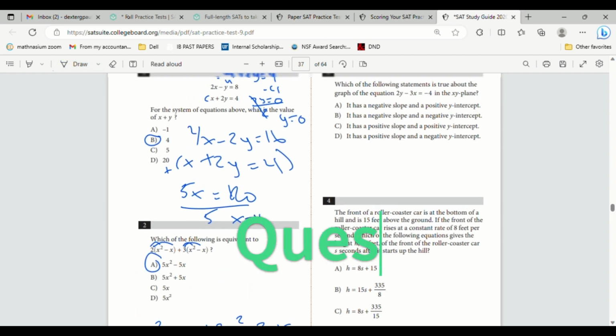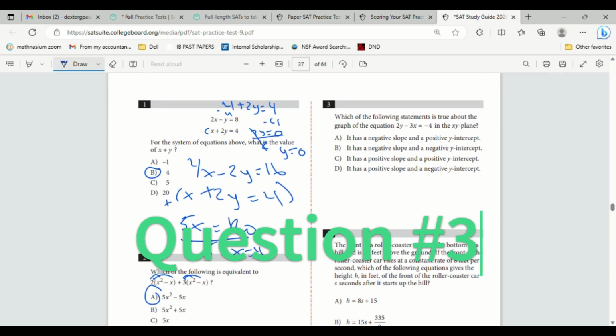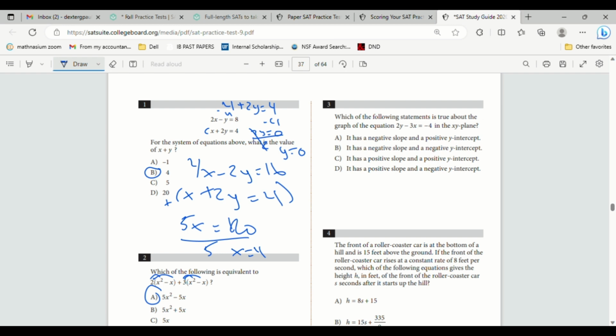Number 3, which of the following statements is true about the graph of the equation 2y minus 3x equals negative 4 in the xy plane? So I'm going to isolate my y. So 2y, going to add 3x to both sides, 2y equals 3x minus 4. I'm going to divide everything by 2 to get y by itself. So y equals 3 over 2 x minus 4 over 2, which is just 2.